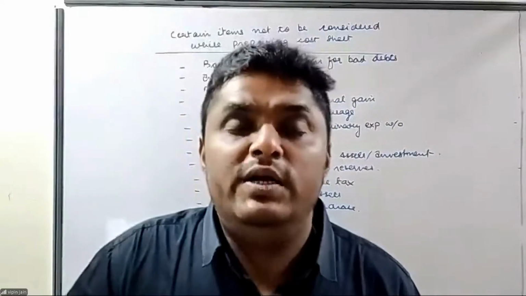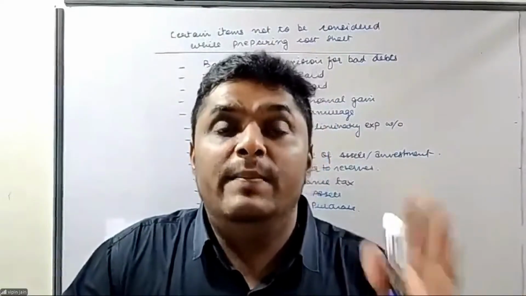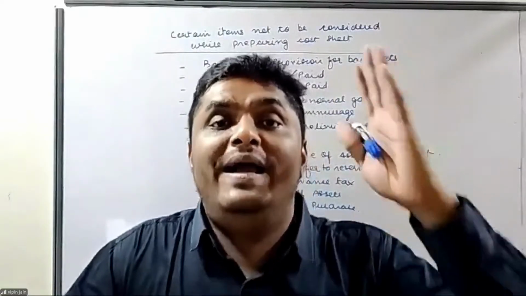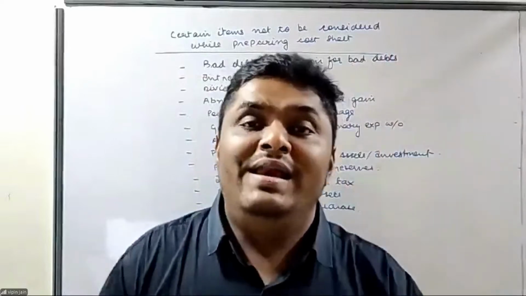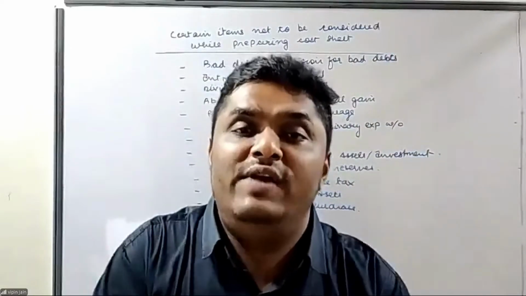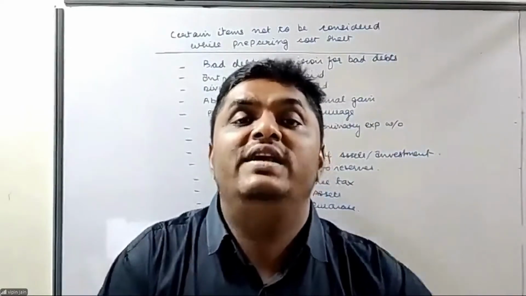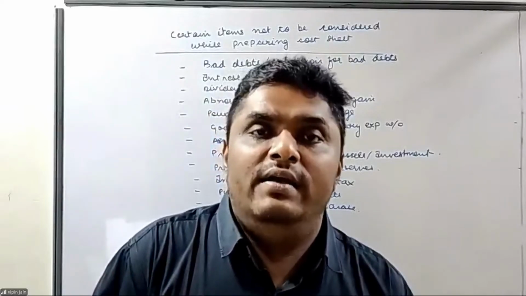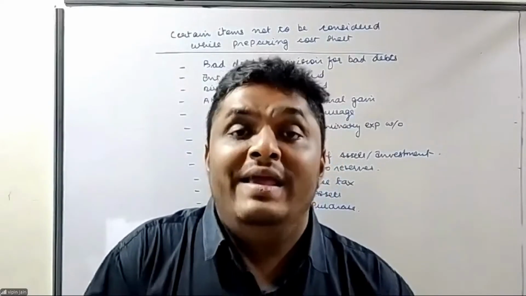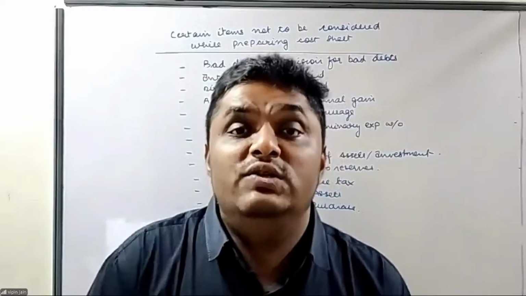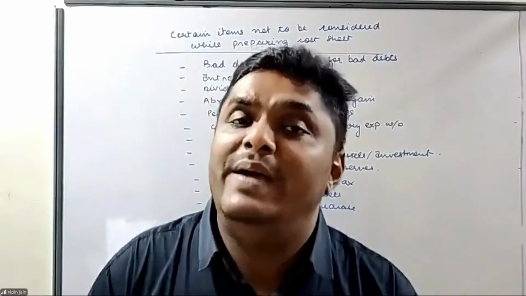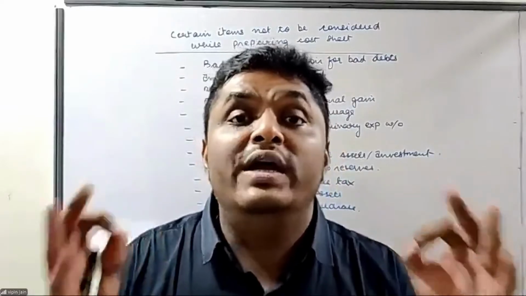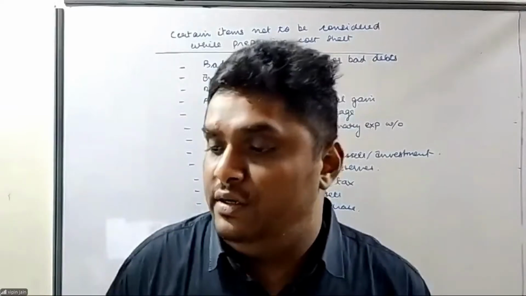Perquisites, what are perquisites? The benefits that are provided by the employer to the employee. Let's say medical facility, travel facility, education facility, food facility, car facility, loan facility, gas, electricity, and water facility. So these are the facilities that are provided by the company to its employee. So it will form part of cost sheet.